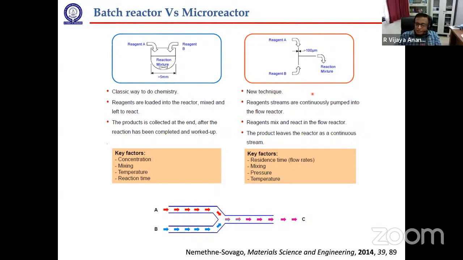What I'm trying to say is, if the pressure is very high, there will be a problem, so that it will spoil the microreactor or the syringes. So you have to be careful. And the temperature, I'll come to this in the next slide.